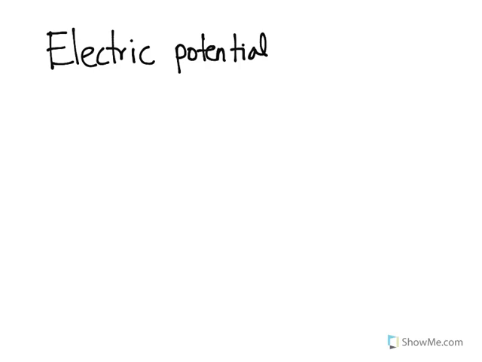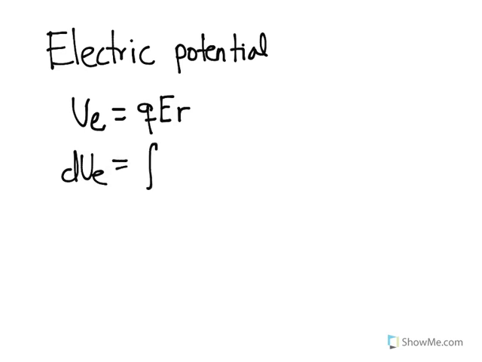In the previous video we defined the electric potential energy as the charge times the electric field times the position, right? And this is if the electric field is constant, but actually the differential of electric potential energy is going to be equal to the integral of QE dr, right? And then we can extract Q. Well, this is if Q is constant, right?